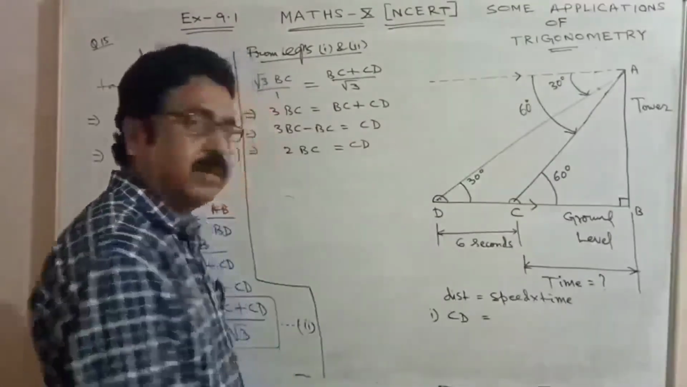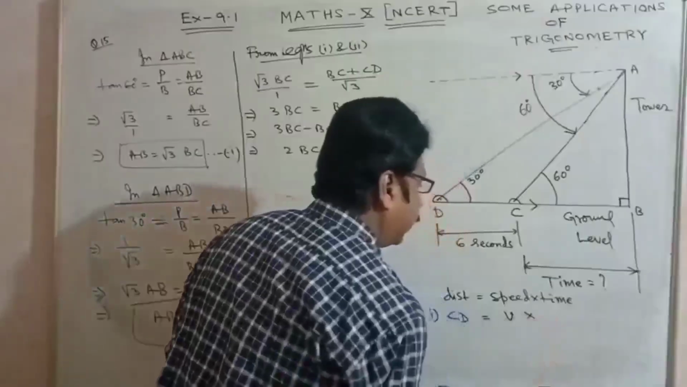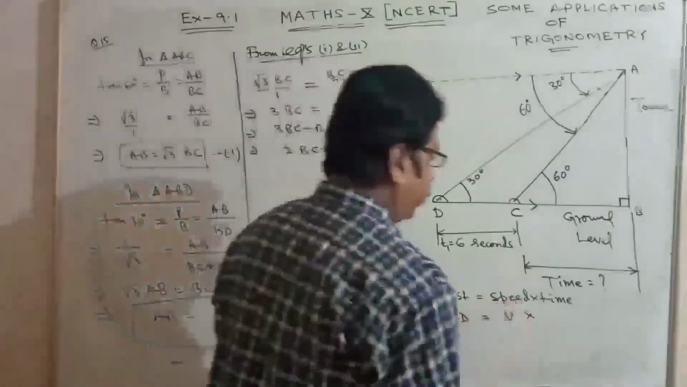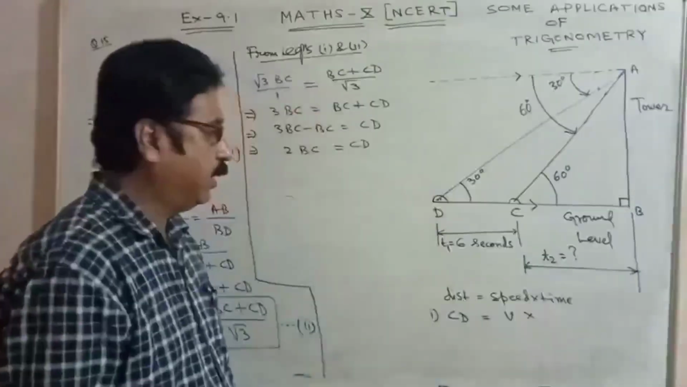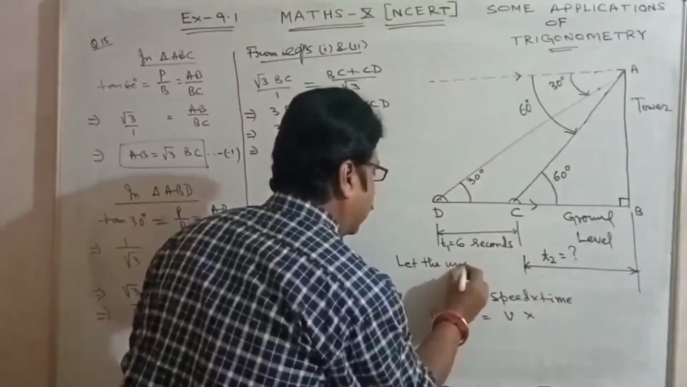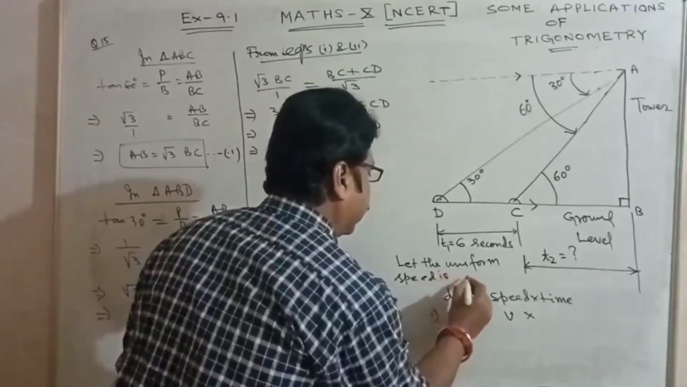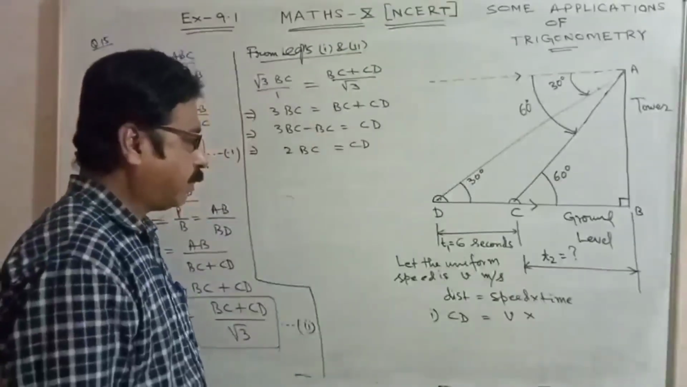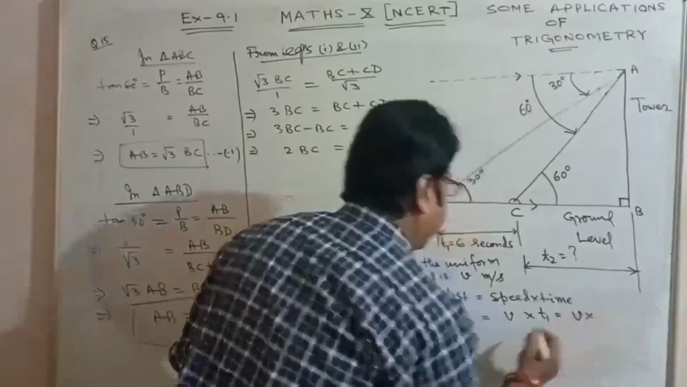Speed is uniform. Let the uniform speed be V. And time, suppose for the first case it is T1 equals to 6 seconds. And for this case, time taken is T2. This is the question. Speed is same, uniform speed. Let the speed be V meter per second. Here unit is not given, let it be meter per second. Then V into time, it is given T1, means V into 6.